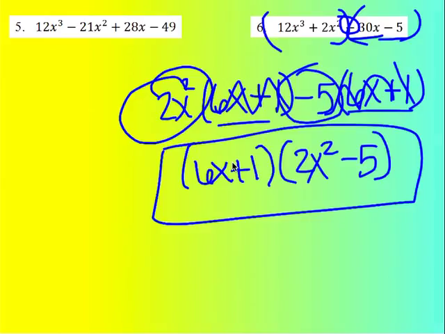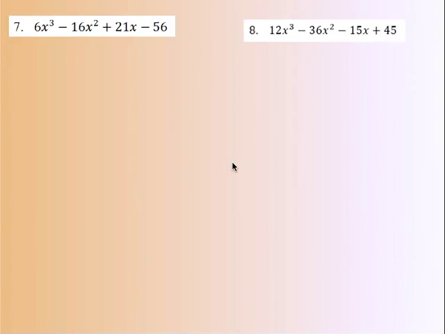Just a couple more. So let's go ahead and take a look at number 7. No greatest common factor on this one. Nothing divides 6, 16, 21, and 56. Remember, if we take out a greatest common factor, it has to be able to divide everything. So 6 and 16, you can take out a 2. X cubed and x squared, you can take out an x squared. So then we're dividing each of those by 2x squared.